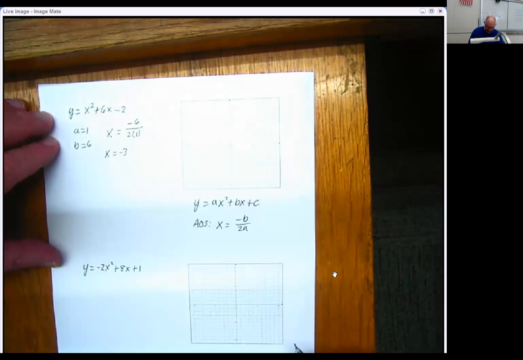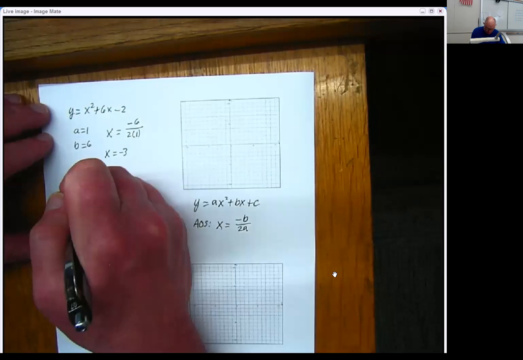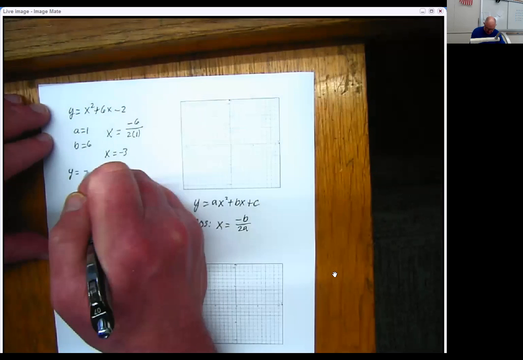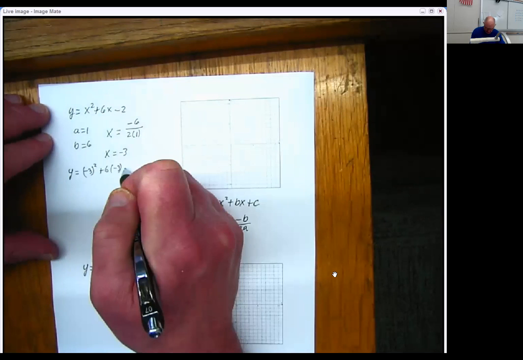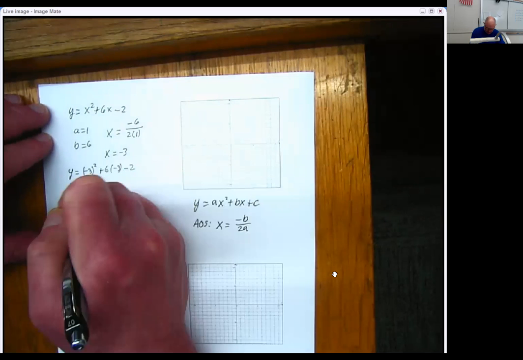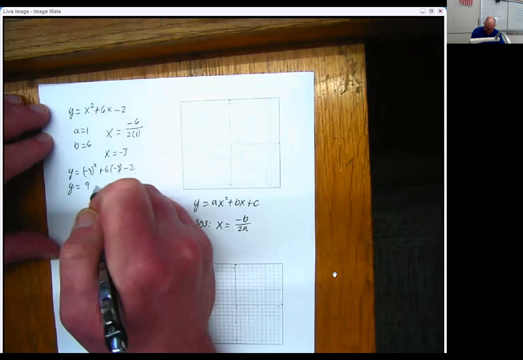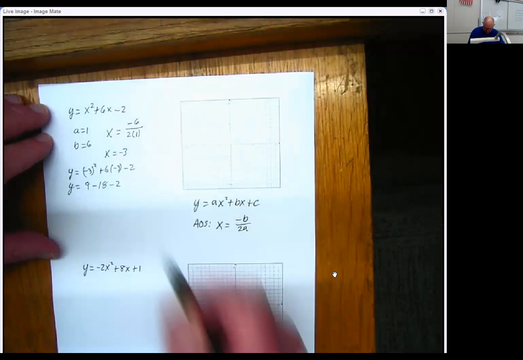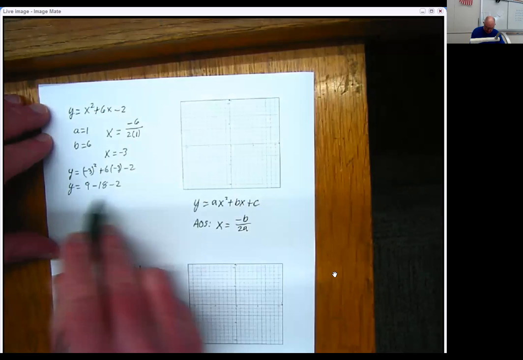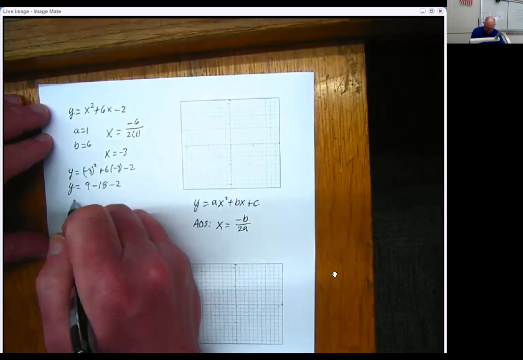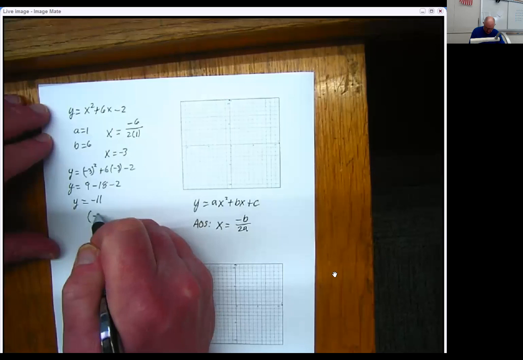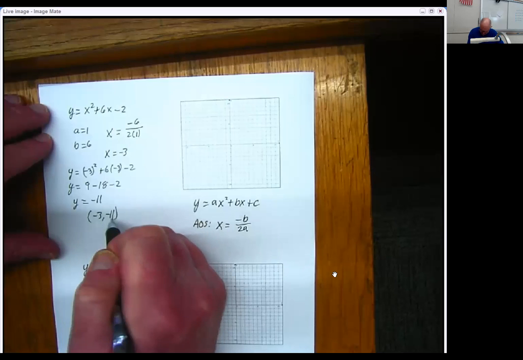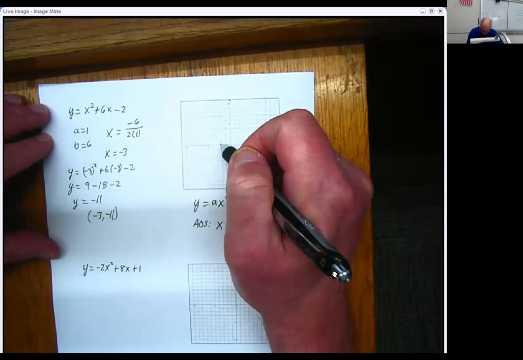Now I'm going to plug that in to get the vertex. So I have y equals negative 3 squared plus 6 times negative 3 minus 2. Y equals 9 minus 18 minus 2. So that's a negative 20 and a positive 9. Y equals negative 11. So my vertex is negative 3, negative 11. And so over 3, down 11 at the bottom.